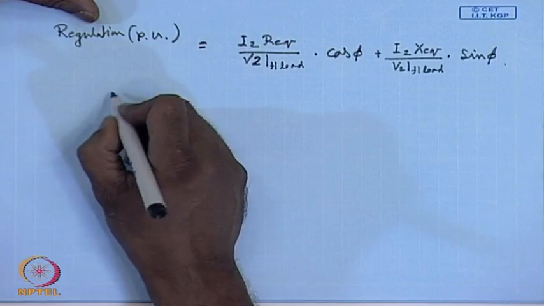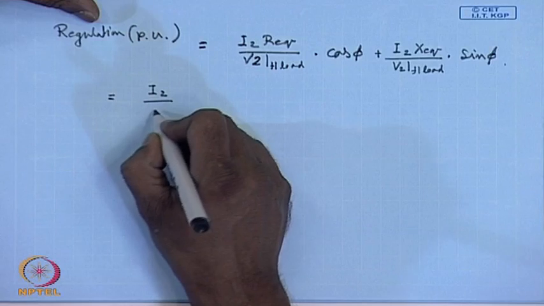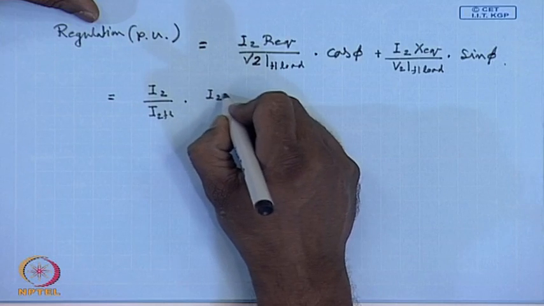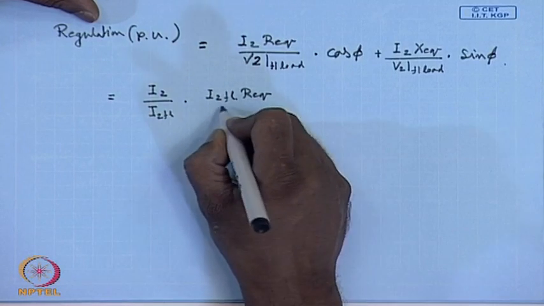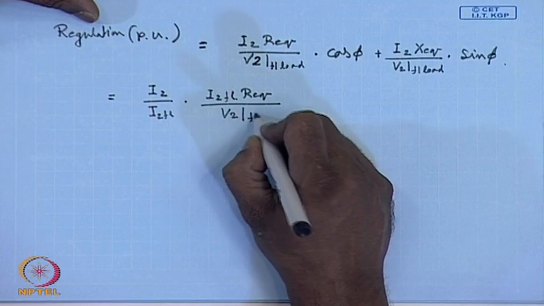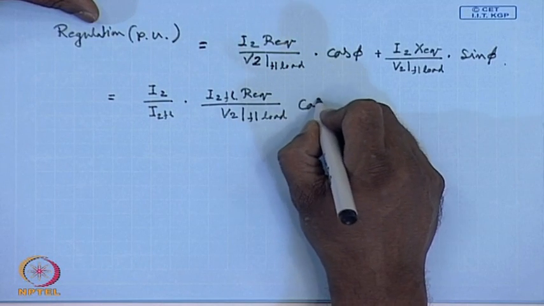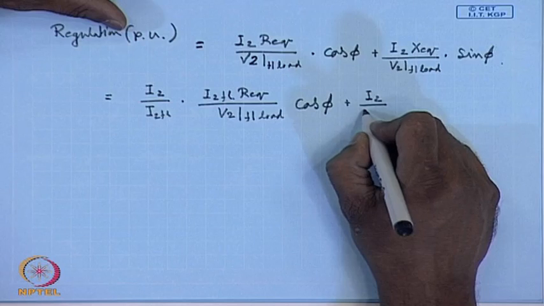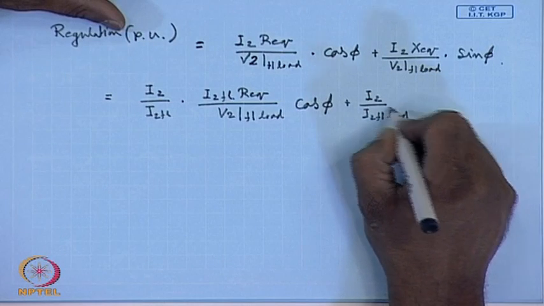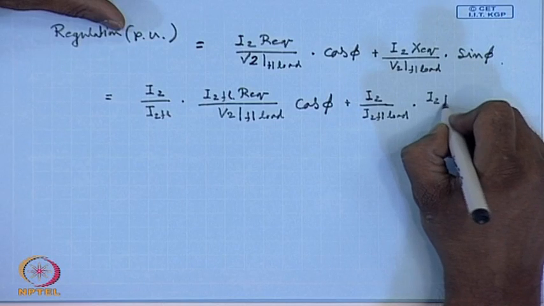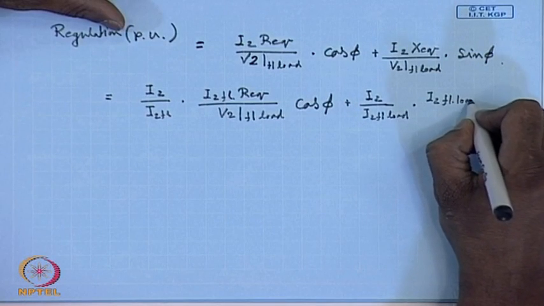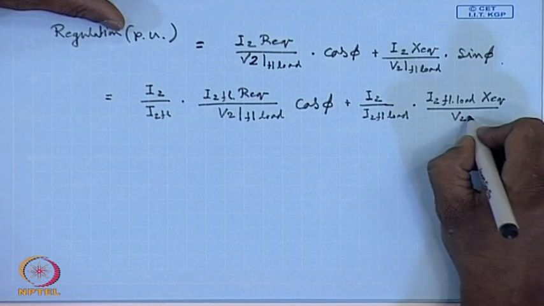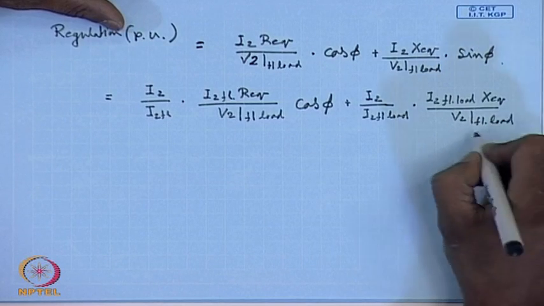This can be written as I2 divided by I2 at full load into I2 full load Req by V2 full load cos phi, plus I2 by I2 full load into I2 full load Xeq divided by V2 full load sin phi.